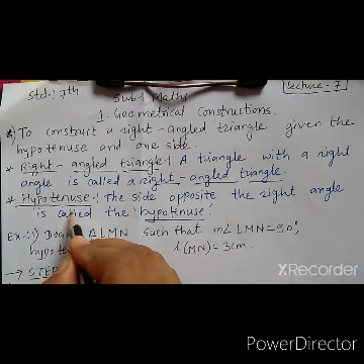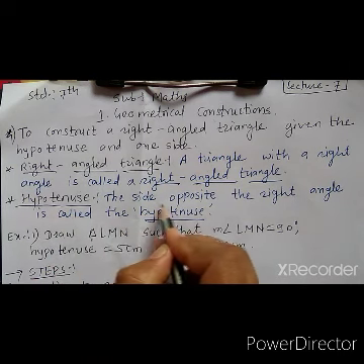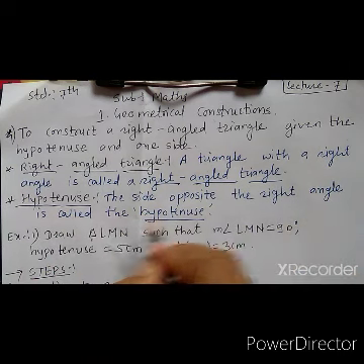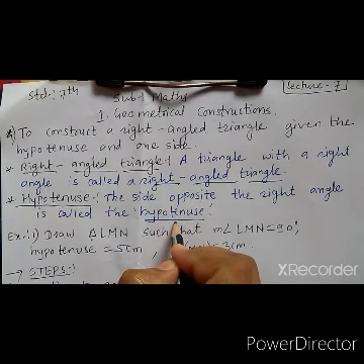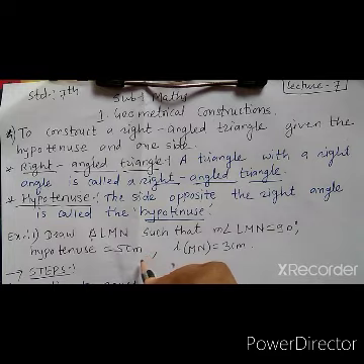Now let us see hypotenuse. The side opposite the right angle is called the hypotenuse. Hypotenuse means the side opposite the right angle, or the opposite side of 90 degrees. That is called hypotenuse. Now let us see an example.